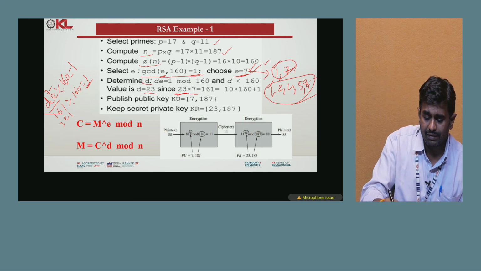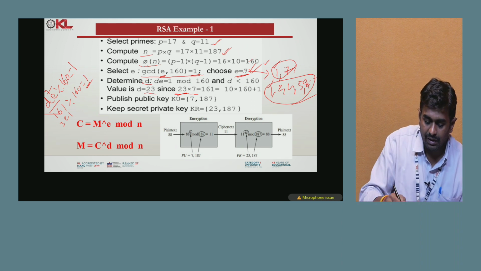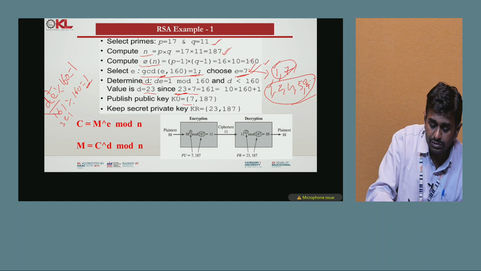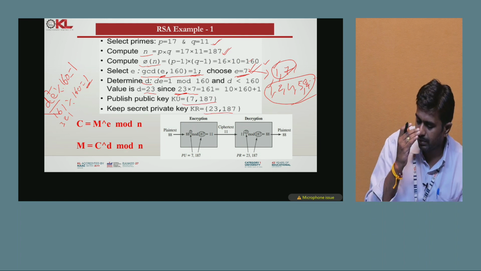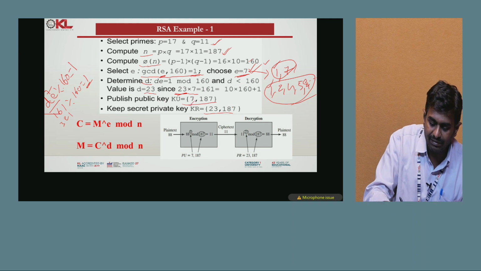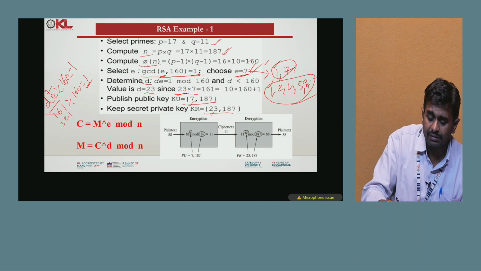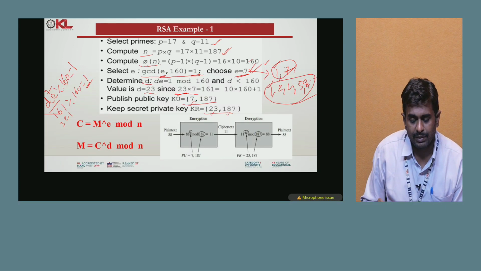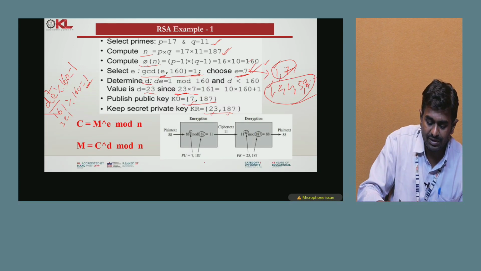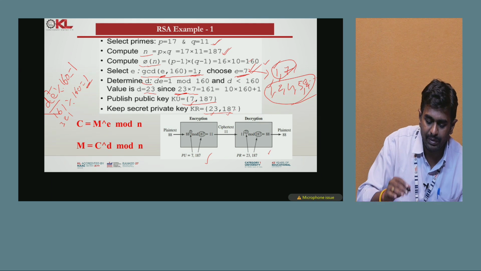Now we got all values: p value, q value, n value, phi n value, e and d, total 6 values. Out of these 6 values we use 2 values for the public key and another 2 for the private key. The e value and n value are used in the public key, and this 23, the d value, and n value are used on the private side. The public key is used on the encryption side, and the private key on the decryption side.